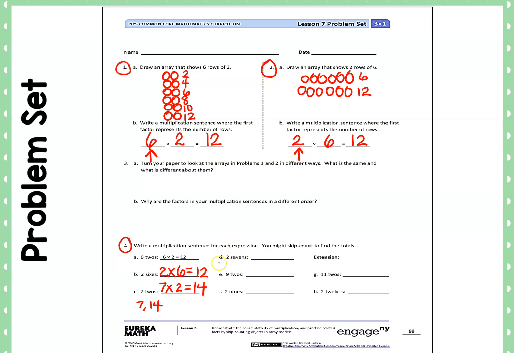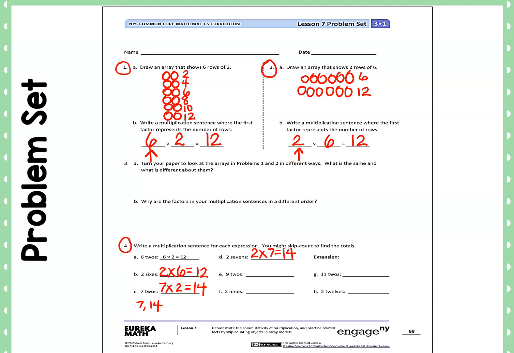Okay, let's look at D up here. D asks for 2 7's. Okay, is that connected to our last problem? It is. So instead of 7 times 2, this time we're going to be doing 2 times 7. Do I need to do a skip count for this problem? Nope, because if 7 times 2 equals 14, then 2 times 7 will also equal 14. That's that commutative property. We can switch the factors, but the answer stays the same.